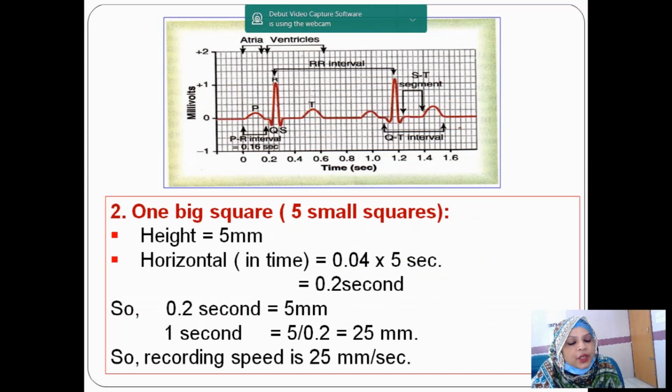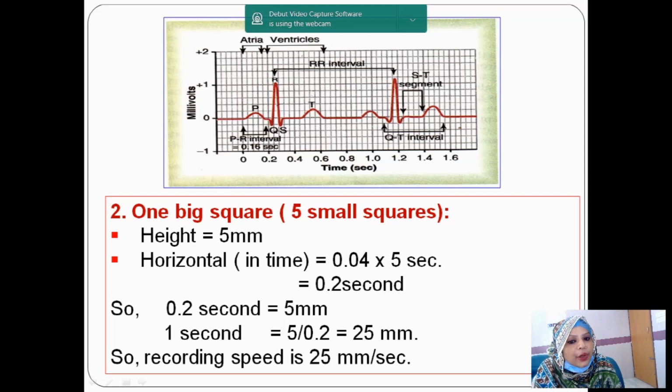The height for one small square is always 1 millimeter. So for 5 small squares, the height is obviously 5 millimeters. Horizontally, the time for one small square is 0.04 second, so for 5 small squares, 0.04 into 5 is 0.2 second. So for 0.2 second the height is 5 millimeter. So for 1 second the height is 25 millimeter. So the recording speed of the ECG is always 25 millimeter per second.